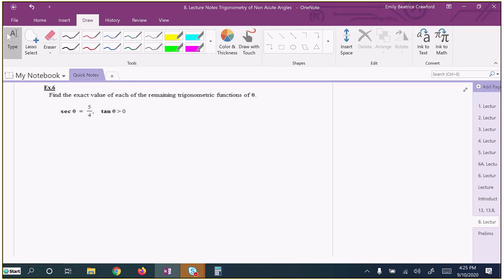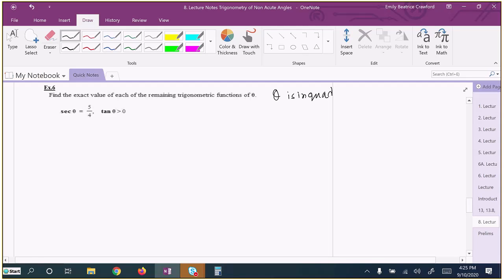Find the exact value of each of the remaining trigonometric functions of theta. So this time I did not tell you what quadrant you are in. Let's see what you have. You have tangent positive. You have secant positive as well. Secant is 5 over 4. Tangent is positive. In which quadrant both secant and tangent are positive? The only option for both secant and tangent to be positive is the first quadrant. So first we say theta is in the first quadrant.